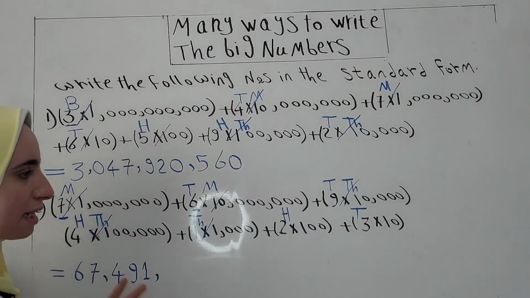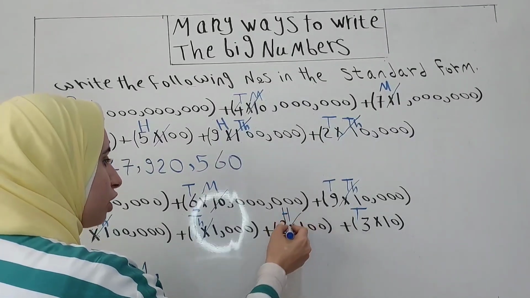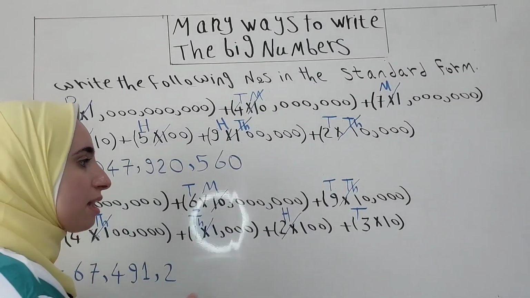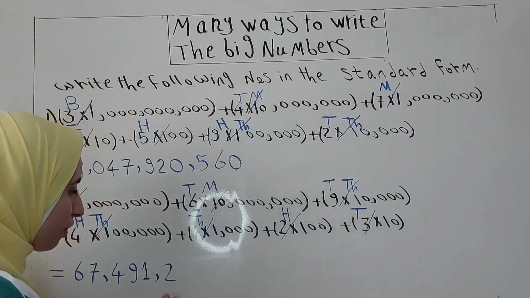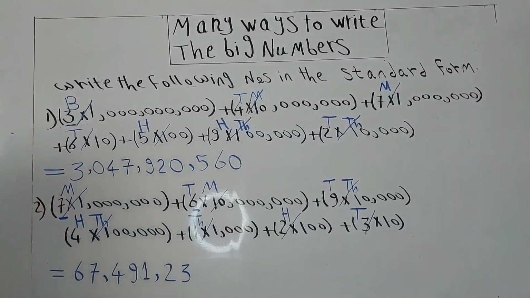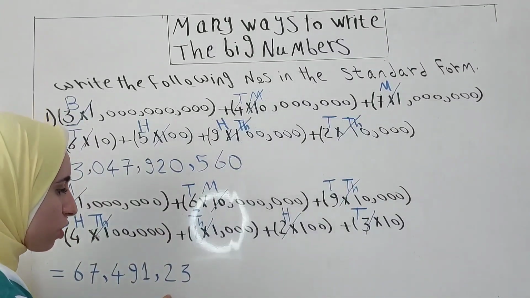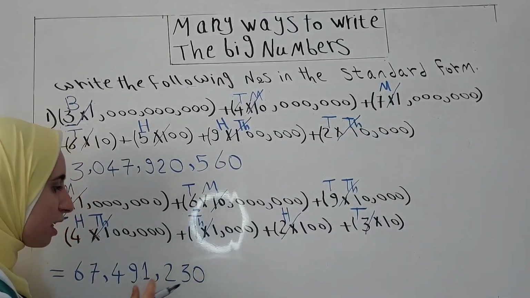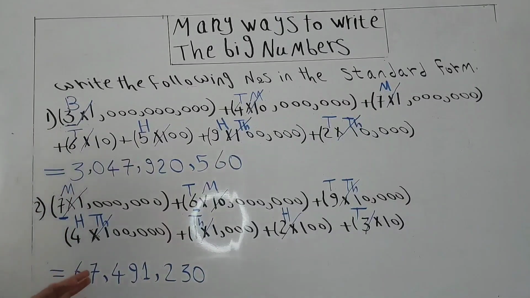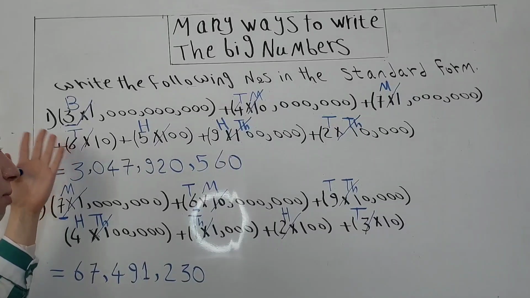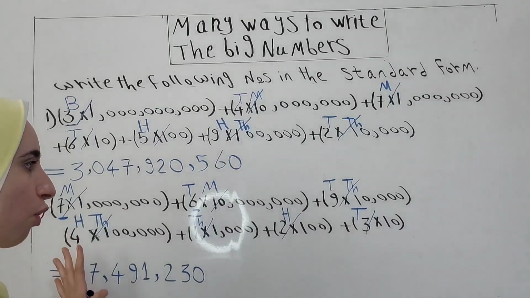The next higher place is 100. We found 2. We write 2. The next higher place is tens. We found 3, so we write 3. The next place is ones, but we don't have any digit in this place, so we hold this place with 0. That's how we can convert numbers from the expanded notation form or decomposing form to the standard form.